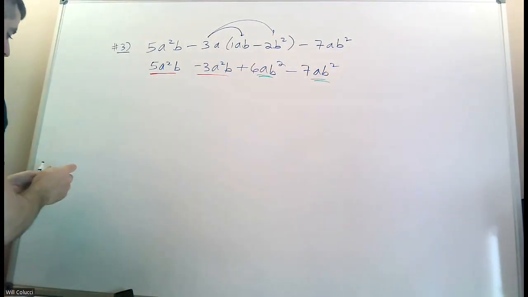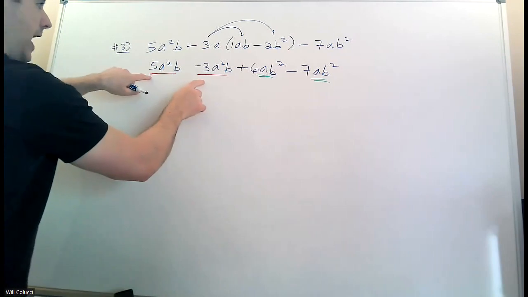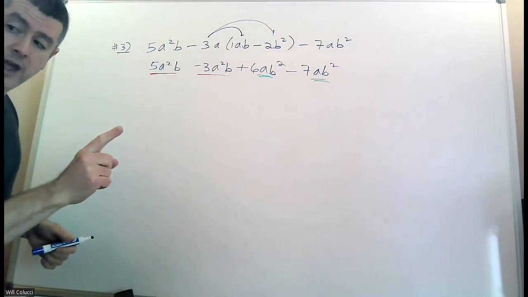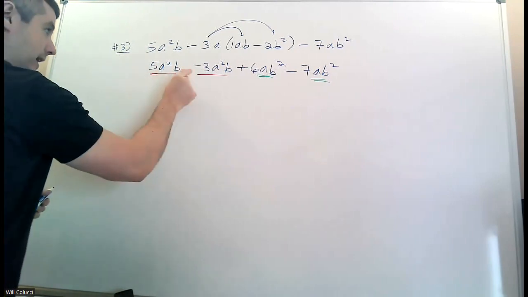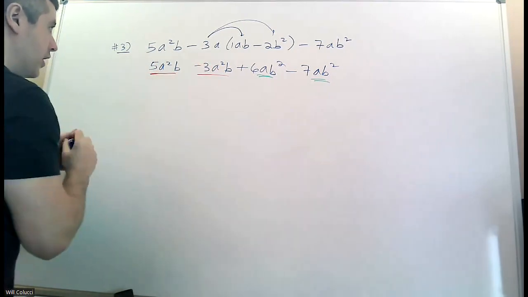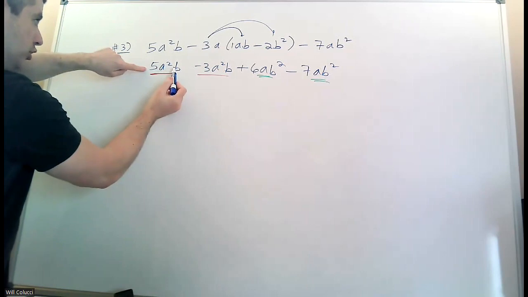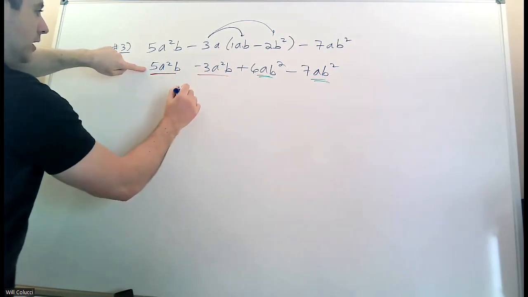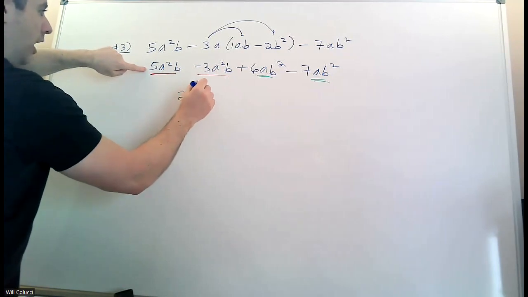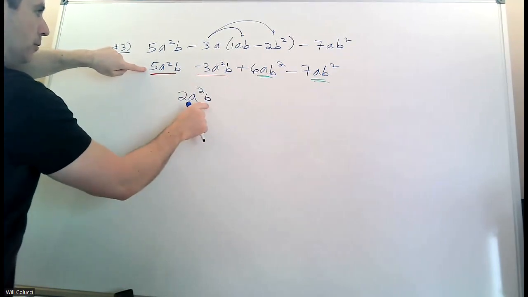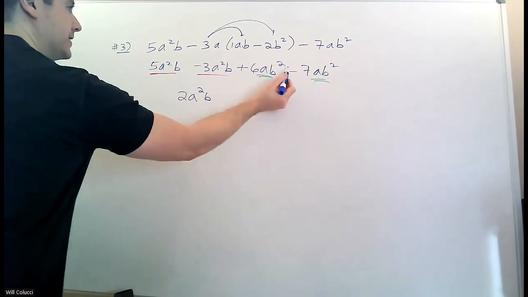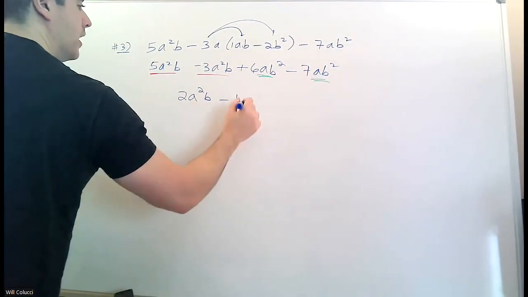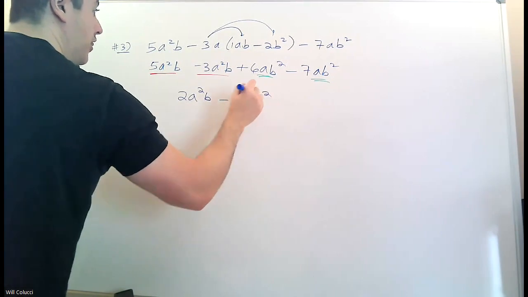So just keep those letters. Remember, you're adding and subtracting now. Multiplication is over. Multiplying alters the powers. Adding and subtracting, you are just counting how many of this thing you have. You had 5 of this a squared b thing, you lose 3 of the same. That leaves you 2 of that creature, the a squared b creature. You had 6 of that thing, you lose 7 of that thing. You lost 1 of that ab squared thing.